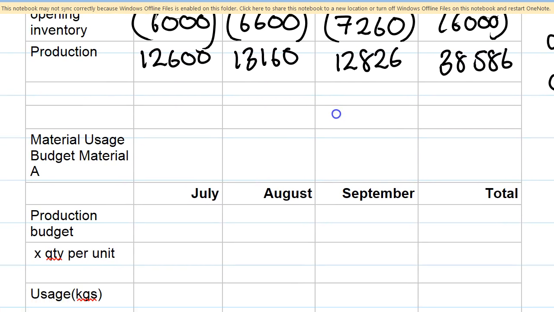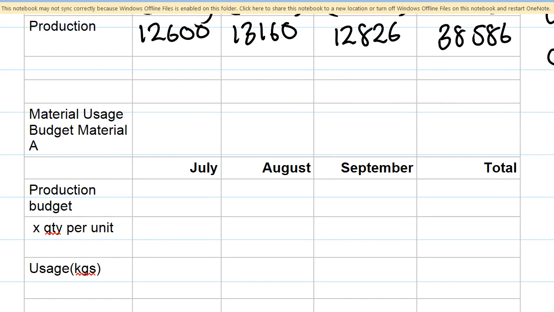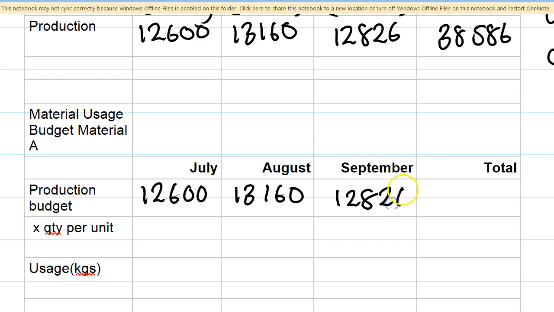Those production figures that we've just calculated will then be used to calculate how much material usage we need, and we'll start with material A. So our production budget we can transfer into the calculations for how much material A we will need to produce our production units.